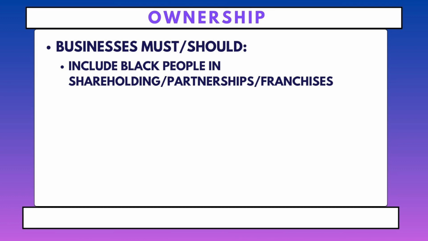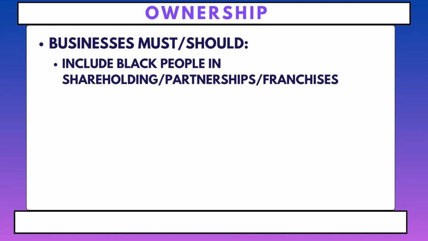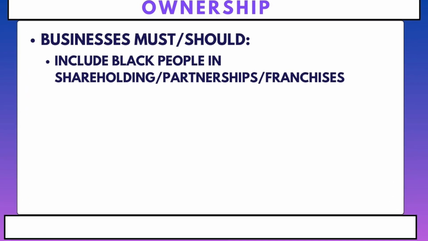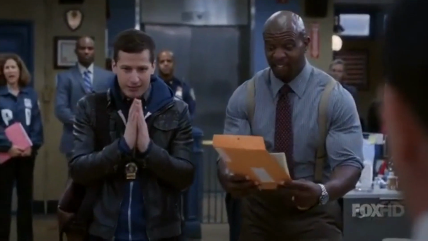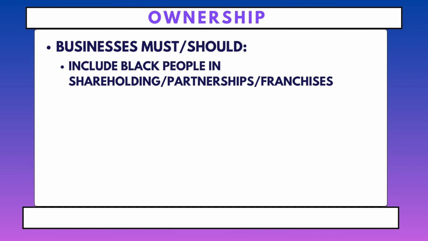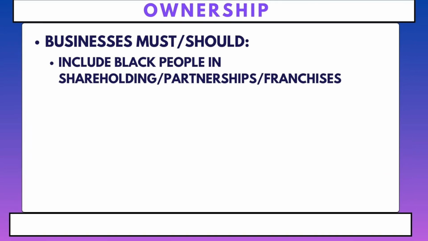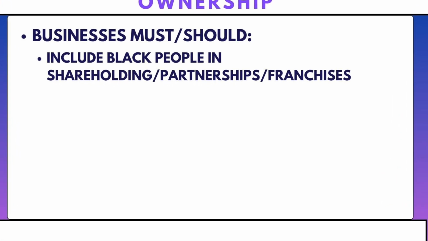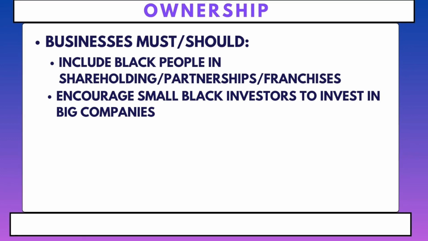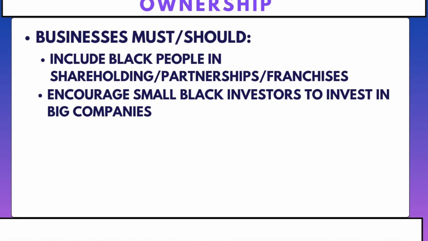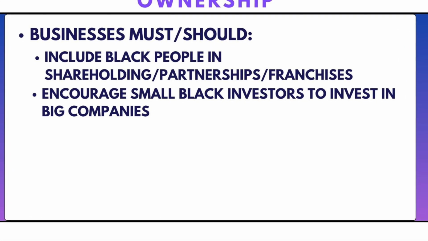Ownership, it is a responsibility of the business to ensure that black people own. How are they going to do that? By selling shares or giving shares. It's stock. 1 million shares. To black people, a partnership, franchising, they need to do that. Therefore, these black people are going to have an opportunity now to own something. And then the other point, they need to encourage black investors to invest in big companies through shares, through whatever.